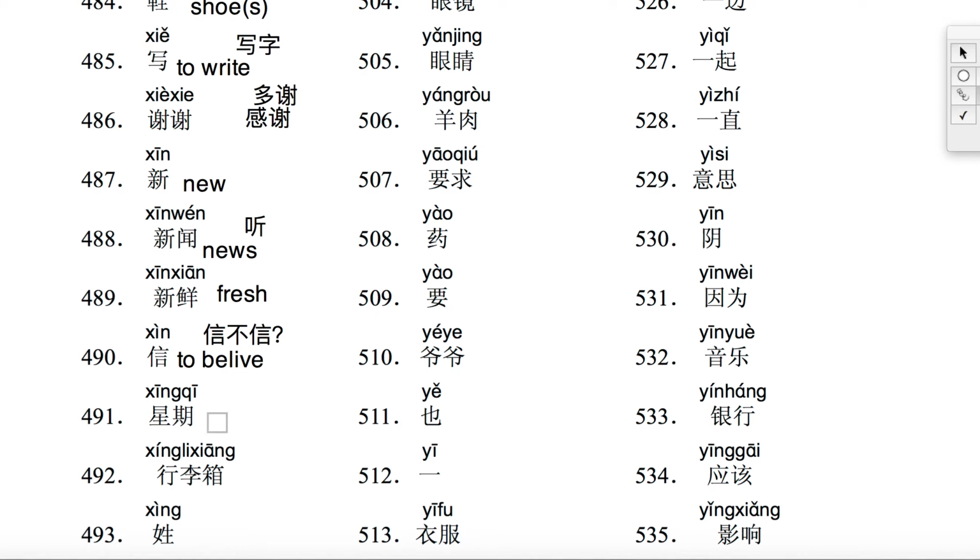491. 星期. 星期 means week. Okay. 星期一. Week 1. Monday. Well, you don't say week 1 in English. We just remember 星期一, 星期二, Tuesday, 星期三, Wednesday, and then to the 星期日. 星期日 is Sunday. We say 星期日 or 星期天. They are the same. Both of them mean Sunday.